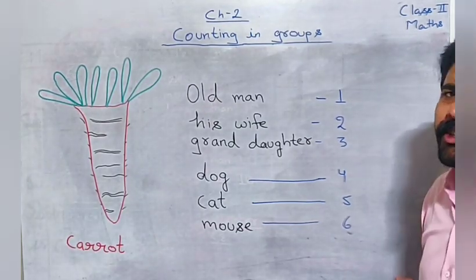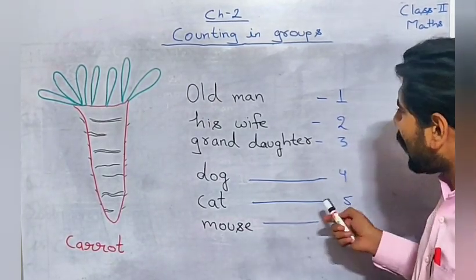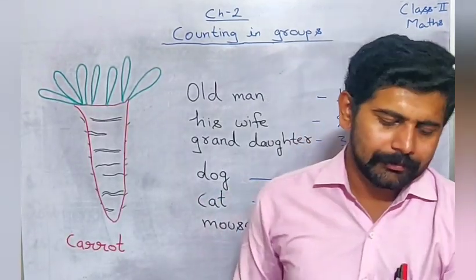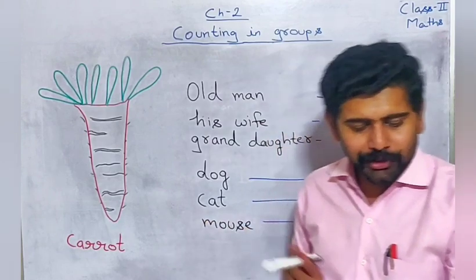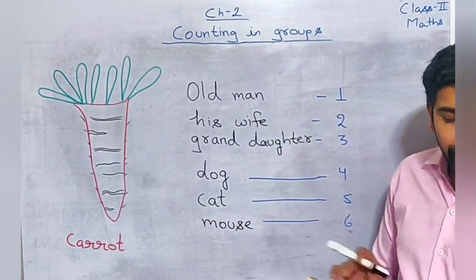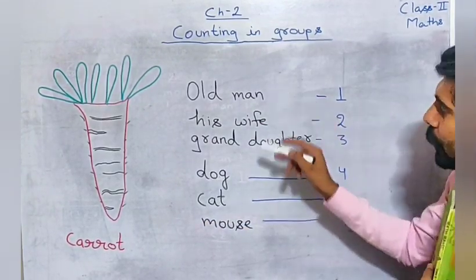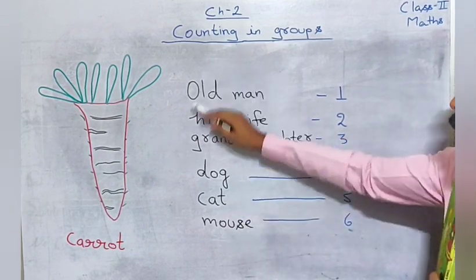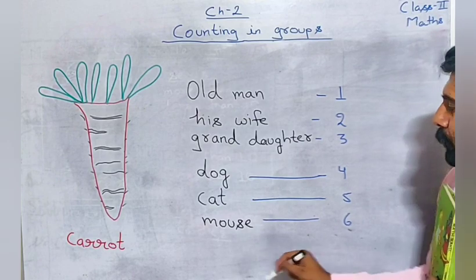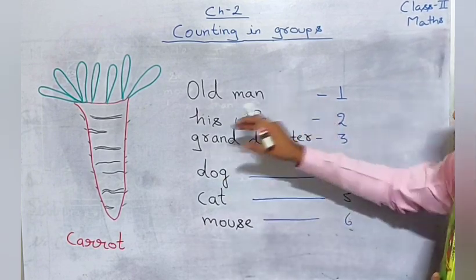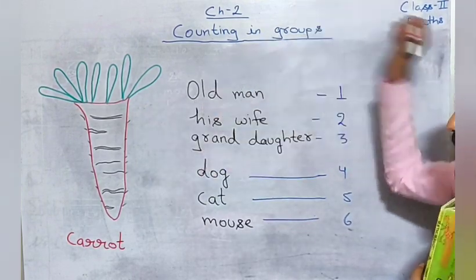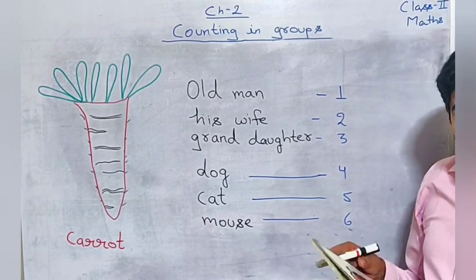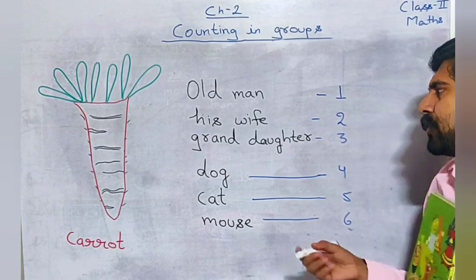Now there are some questions in the book, let's read them out. First question is, how many are pulling the carrot out? How many are there? 1, old man, 2, 3, 4, 5, 6. How many helped, worked hard to pull the carrot out? 6.